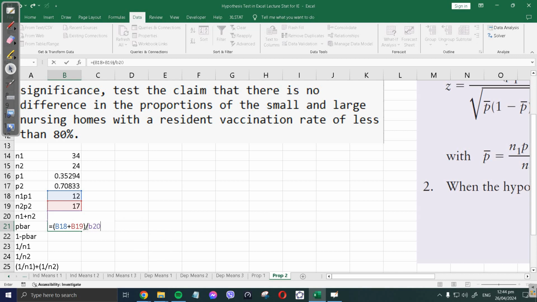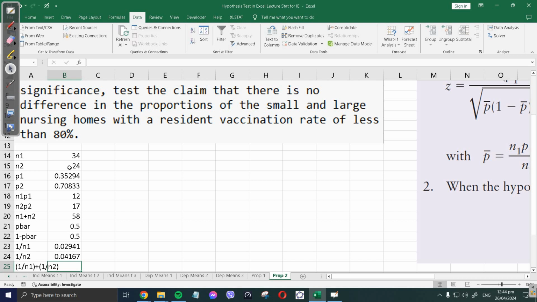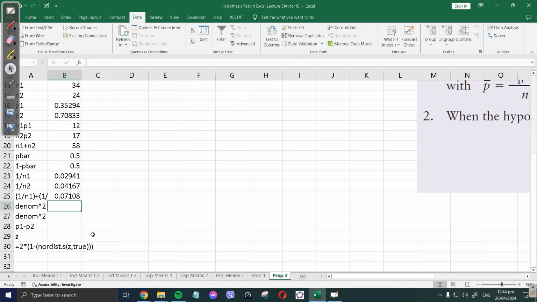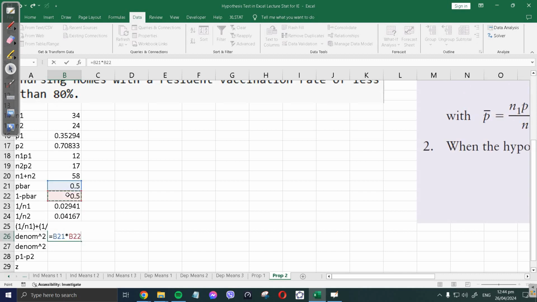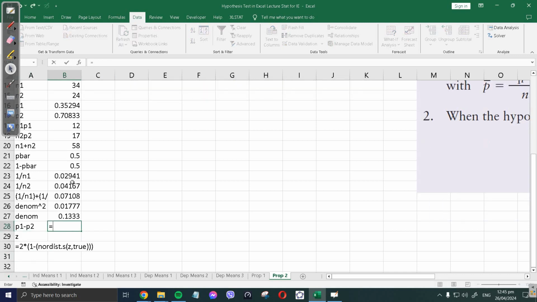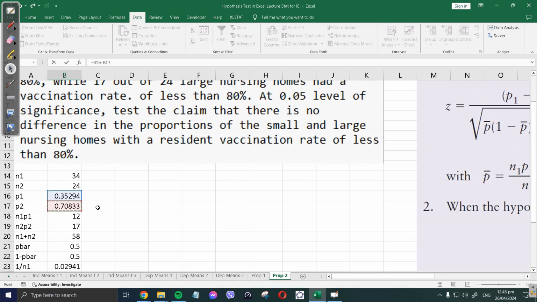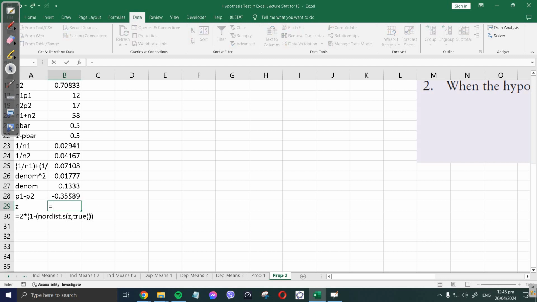You can also do this in one formula. It's just that if you're going to write the entire Z at once, you're going to have a lot of parentheses. That's P bar, 1 minus P bar. We're going to have 1 over N1 plus 1 over N2. So the square of the denominator is P bar times 1 minus P bar times this, which is P25. Then it's just the square root of it. So square root of this, and then P1 minus P2. So for our z-score, it's this divided by this. There we go.